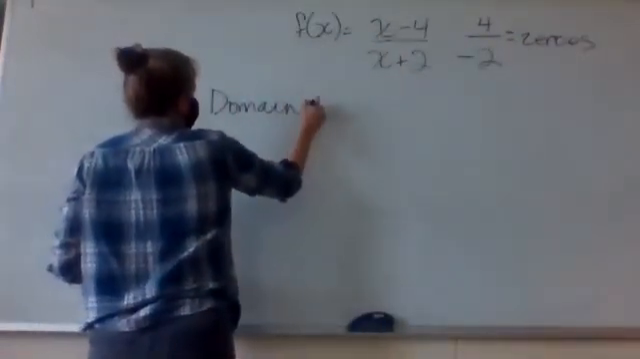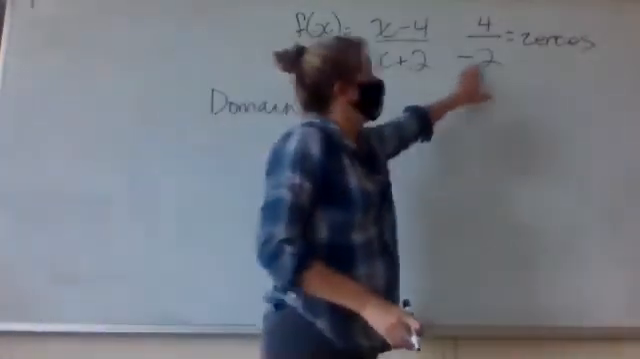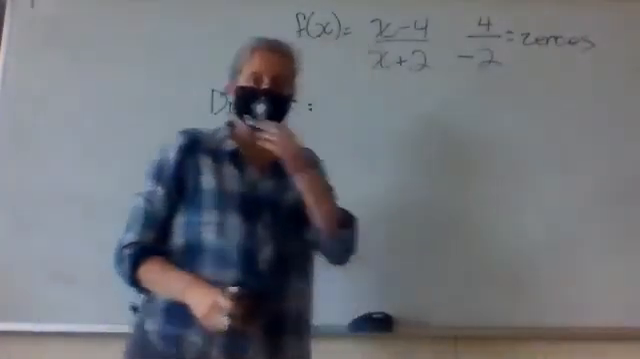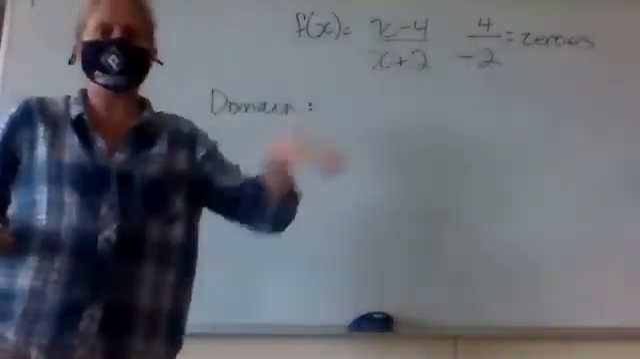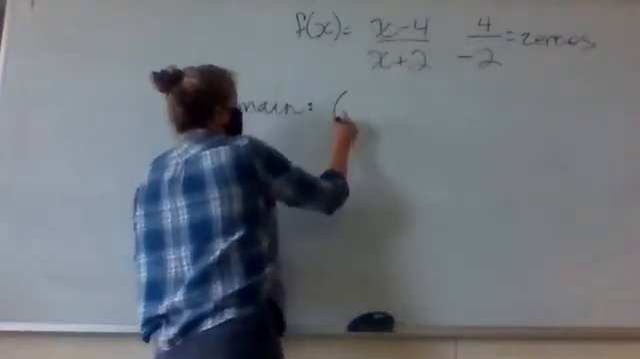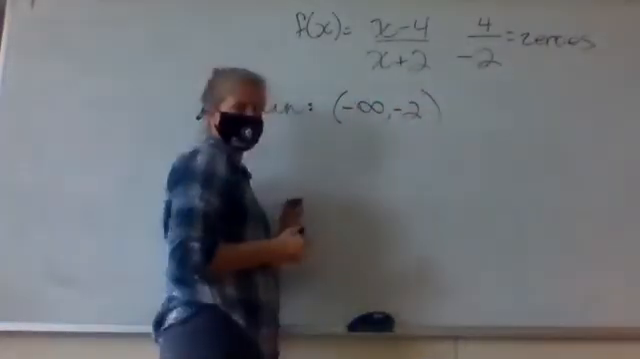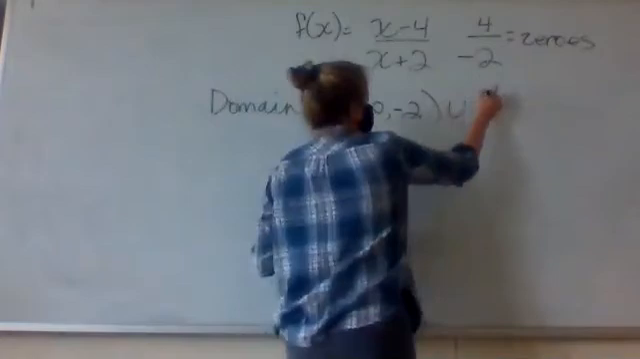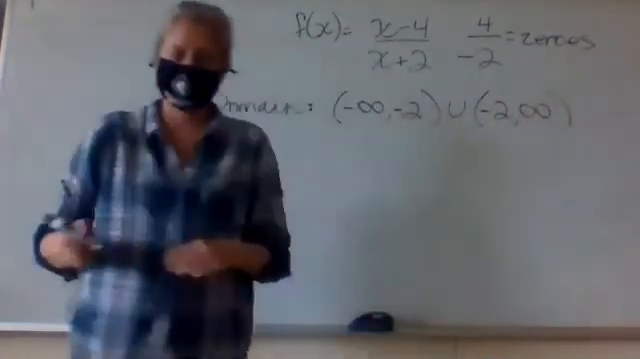The domain: all the numbers except the zero of the denominator, which is -2. So all the numbers from -infinity to +infinity except -2. So -infinity to -2, and -2 to infinity.